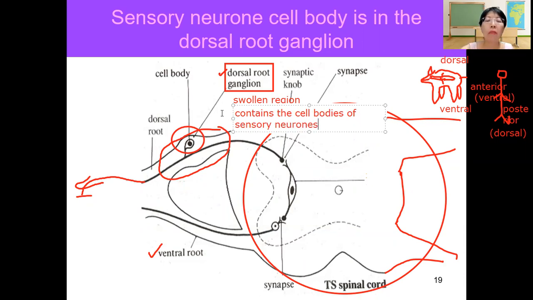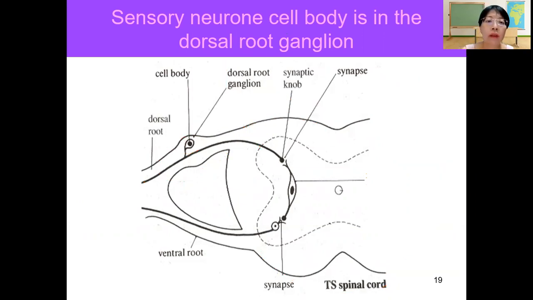So there are many cell bodies here because you know that all the neurons, the nerve cells, are arranged in bundles, right? So over here, they only draw one cell, but in a real life situation, there are many cell bodies here. So that's why this part is swollen. This dorsal root here is swollen. So that's why it's called dorsal root ganglion. So the cell body of the sensory neuron is located in the dorsal root ganglion with respect to our body. Okay, so that's dorsal root ganglion.